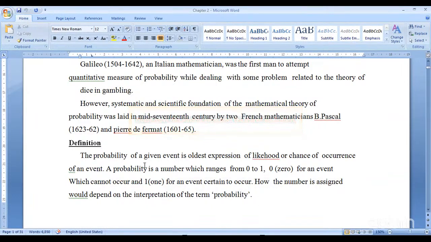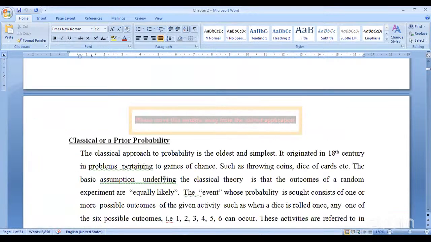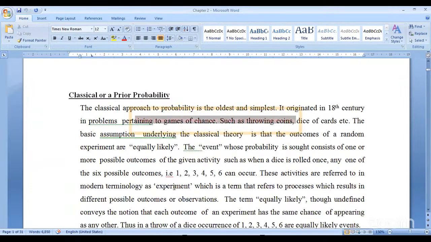The probability of a given event is an index of the likelihood or chance of occurrence of the event. A probability is a number which ranges from 0 to 1: 0 for an event which cannot occur, and 1 for an event certain to occur. However, the number assigned would depend on the interpretation of the term probability. Classical or a priori probability, a classical approach to probability.